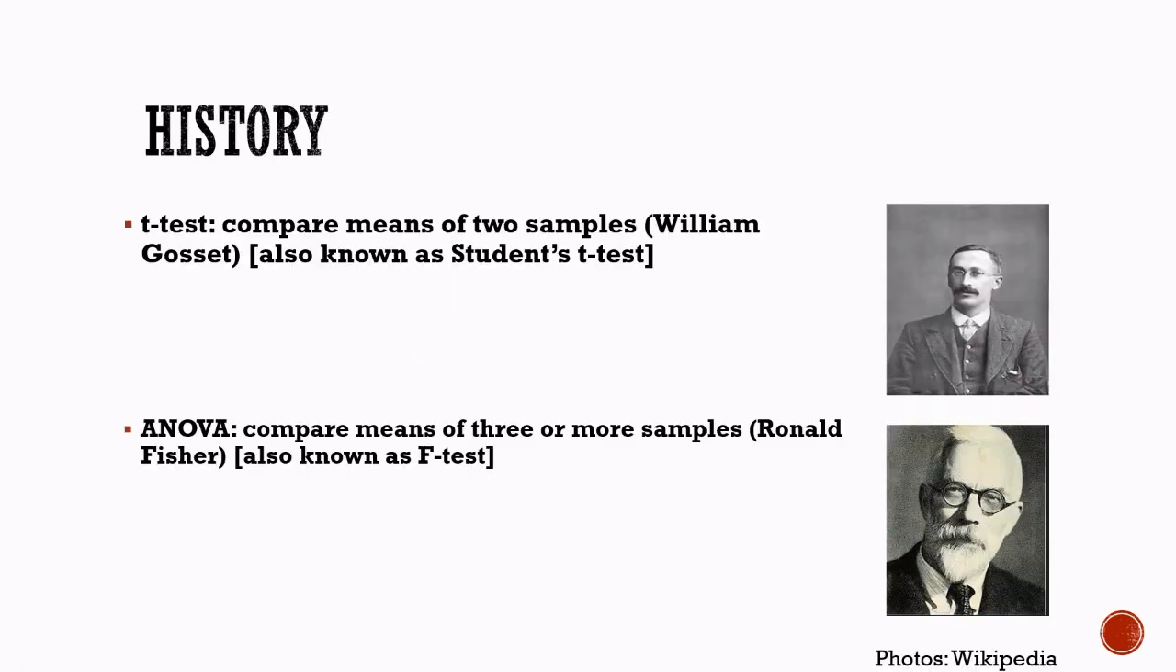So this is the history of the ANOVA. William Gosset developed the t-test, in which we can compare two samples at a time. So control and treatment 1, then treatment 1 and treatment 2. In this way only two samples can be compared. So this is known as Student's t-test. Later on, the scientist Ronald Fisher developed the method of comparing 3 or more samples, that is known as ANOVA or F-test.